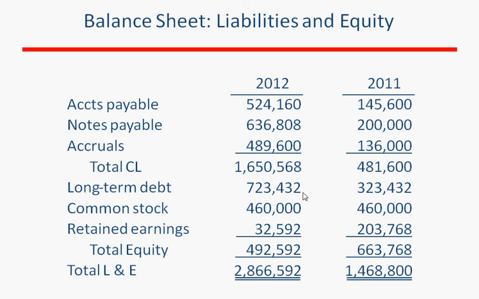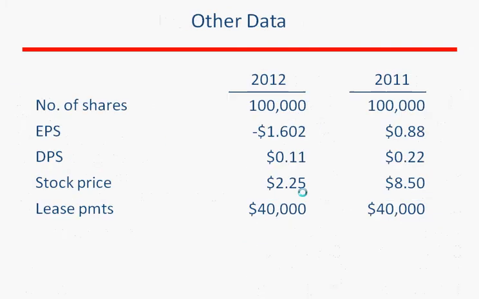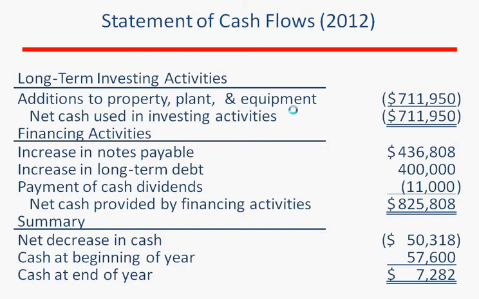And then finally, the last thing was actually noted on the income statement, and that was the amount of dividends of 11 cents on 100,000. So you see those three things at the bottom of the financing section. Increase in notes payable, increase in long-term debt, and the payment of the dividends is taking away cash. So we have $825,000 positive.